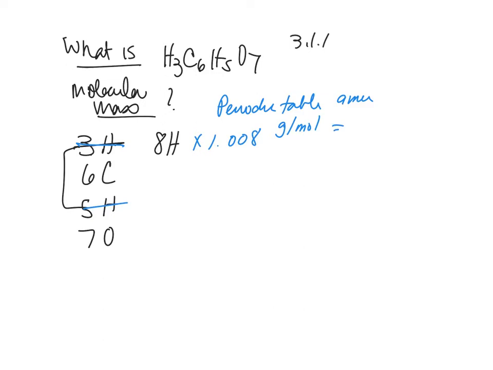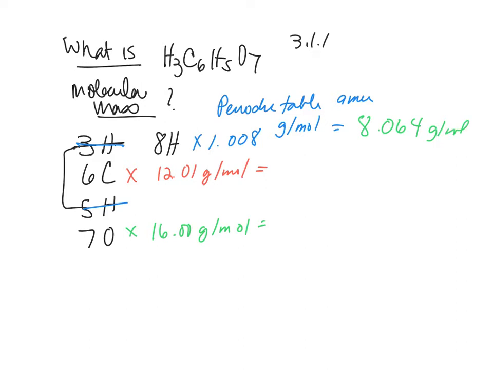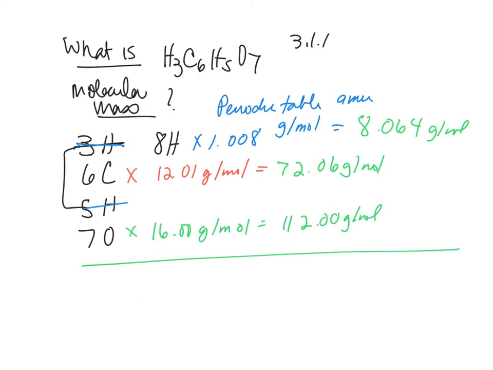This one you're going to do 6 times the carbon, which is 12.01 grams per mole. And then oxygen is 7 times 16 grams per mole. And then when you total those up, I take the time to write them all down so I don't make a silly mistake. This is 8.064, 12.01 times 6 is 72.06, and then 7 times 16 is 112. And then you can add these all up.